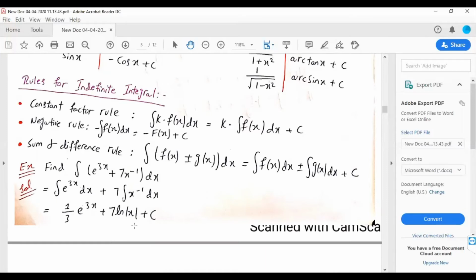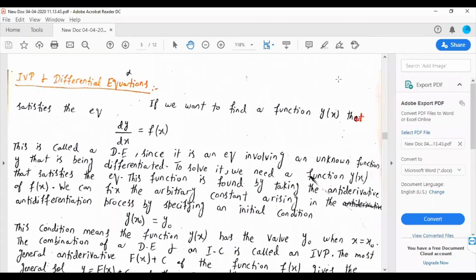And these rules are applied here, that taking the integral of this function is the integral of the first function plus the integral of the second function. So the integral of the first function is e raised to the power 3x by 3 and the integral of the second function is ln x. Now let's discuss the topic of initial value problems and differential equations. Well, antiderivatives play several important roles in mathematics and its applications. Methods and techniques for finding them are a major part of calculus.